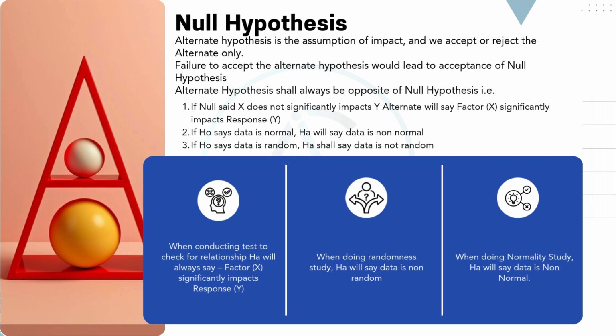In summary, the null hypothesis always assumes no change or no effect. The alternate hypothesis is what we hope to prove with evidence. The goal of hypothesis testing is to challenge the null, and only if we find sufficient statistical evidence do we reject it. This logic of opposition between H0 and HA forms the foundation for every test we'll perform later.